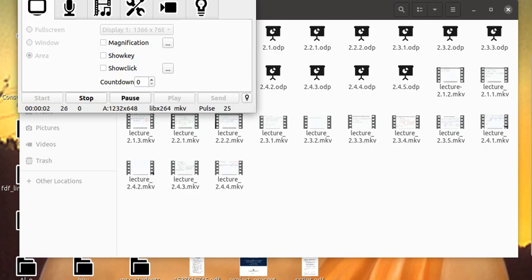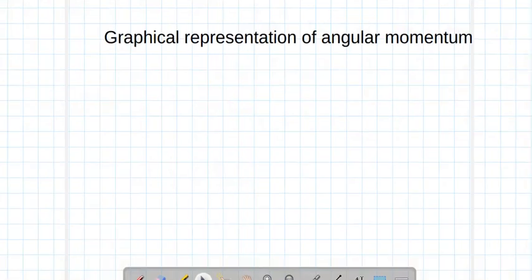Welcome to this lecture. In this lecture, I'm going to talk about graphical representation of angular momentum.